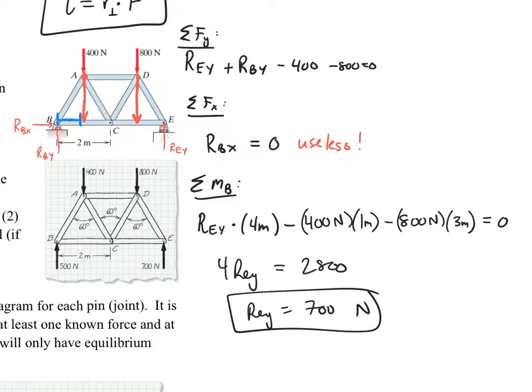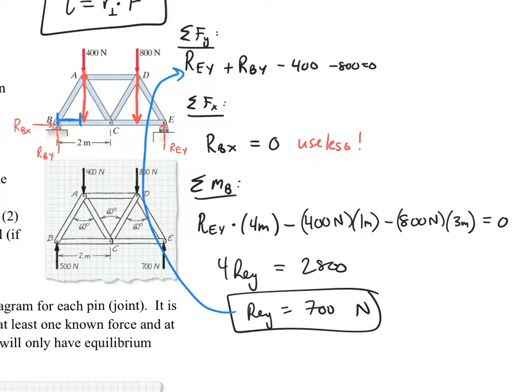Now, again, as Alex mentioned, if that's 700, we take that value and plug it back in up here for REY. 700 plus what number will give me 1200? If I move the 400 and 800 over, that number is 500. So we take REY, plug it back into the forces, and get RBY.